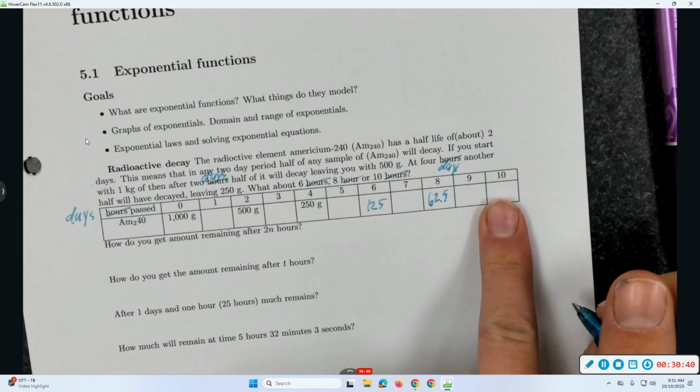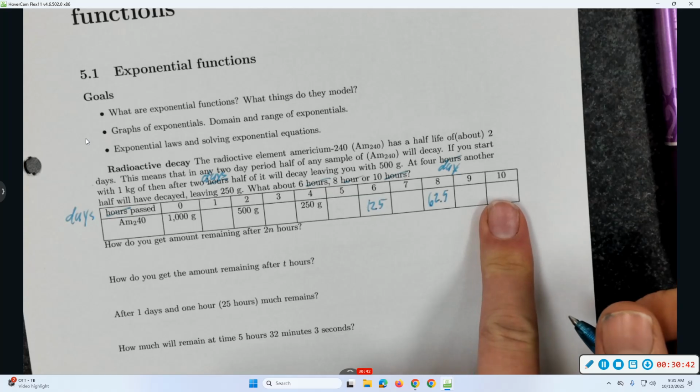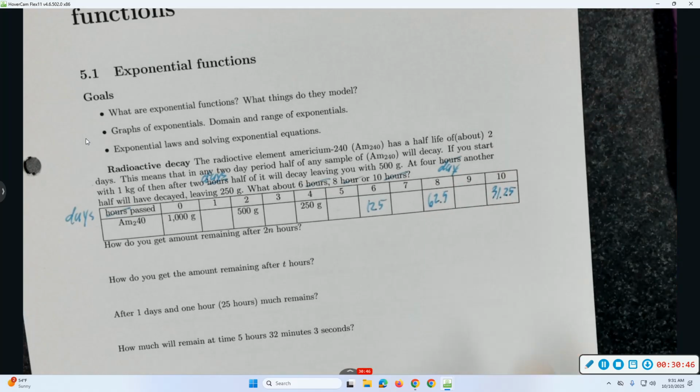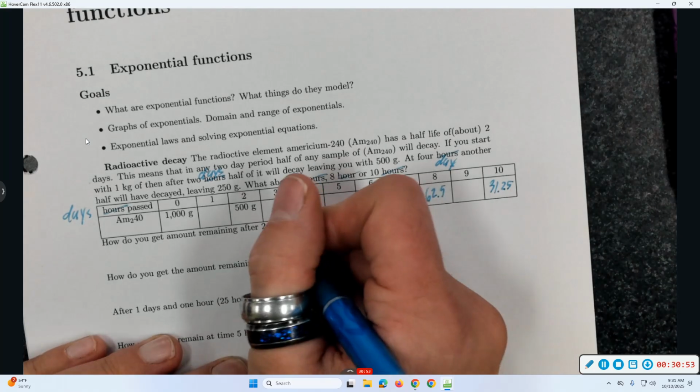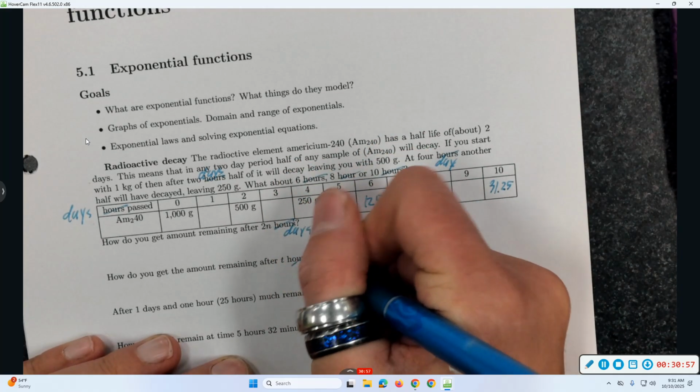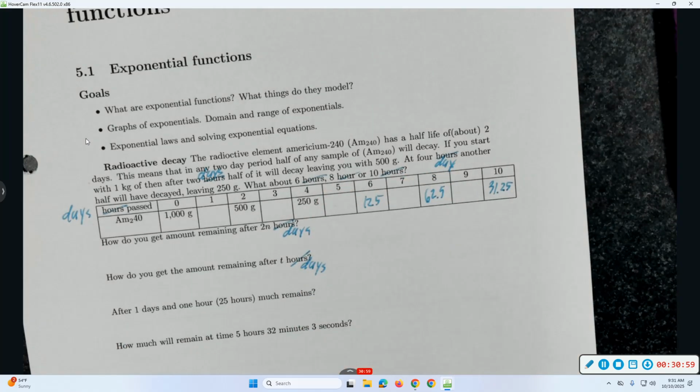How about at 10 days? 31.25. That sounds right. Whatever you get by dividing by 2 again. Alright, cool. So let's suppose that all of these instances of hour should be days. I think that's the amount that I want. Yeah.